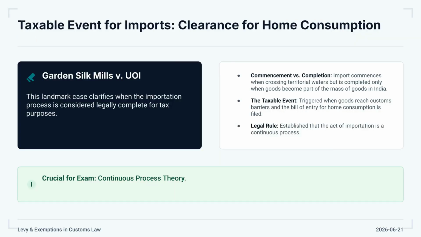A landmark judgment in Garden Silk Mills versus Union of India clarified the concept of taxable event for imports meant for home consumption. The Supreme Court held that import is a continuous process. It begins when goods enter India's territorial waters, but is completed only when they become part of the mass of goods within the country. Therefore, the taxable event occurs when goods reach the customs barriers and the bill of entry for home consumption is filed. This judgment resolved confusion regarding whether crossing territorial waters alone triggers customs duty. Remember the phrase, import starts at territorial waters but completes at customs clearance.